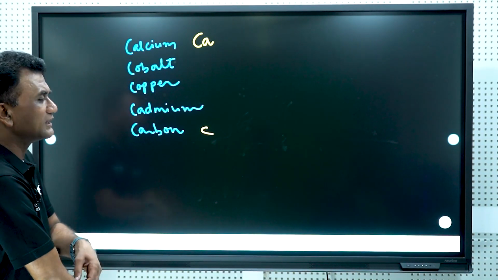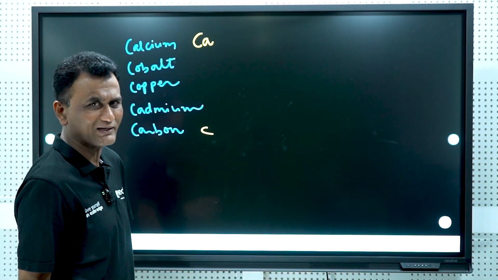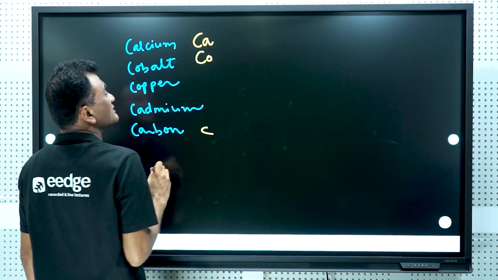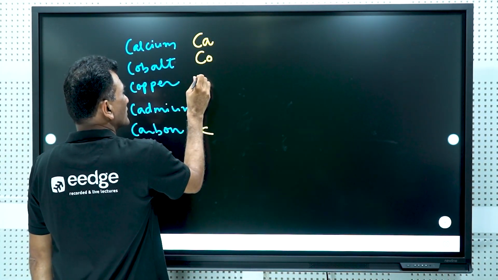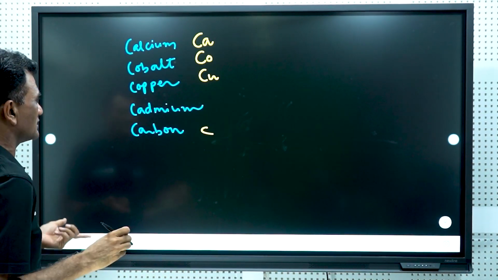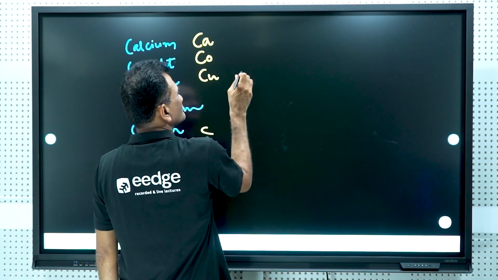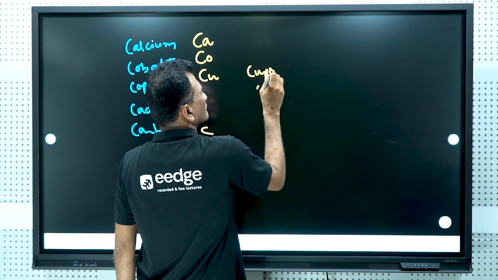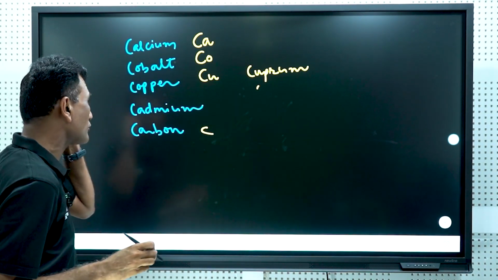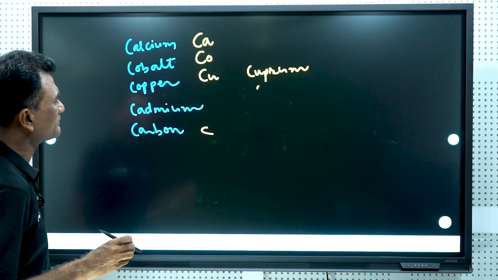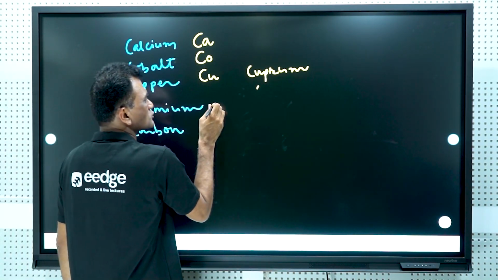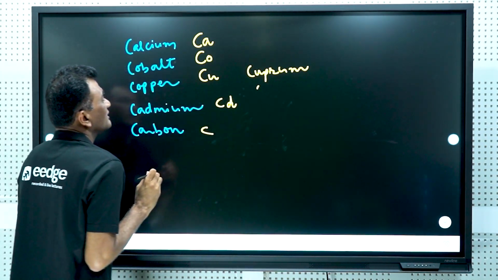Whenever we have a two-letter symbol, the first letter is always capital and the second is always small, right? So for cobalt, we have capital C and small o. For copper, we have Cu. Now why U? There is no U in the spelling of copper. So cuprum. The symbol is derived from the Latin name, right? For copper, it is cuprum, and from cuprum we have Cu. For cadmium, we have already taken Ca for calcium, so we write Cd, right?